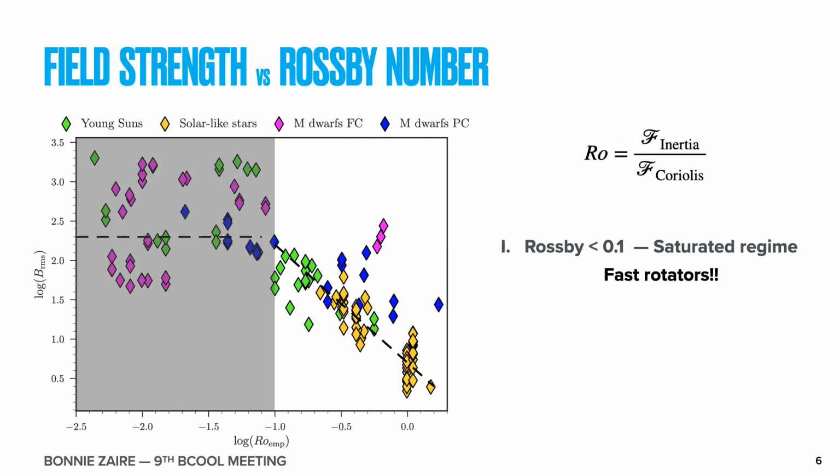As we can see, we have two regimes here. We have this saturated regime for low Rossby numbers, where we have fast rotators, and we see that the field strength does not depend strongly on the Rossby number. It's more or less constant. And we have the second regime, the unsaturated regime, where the field strength decays as the Rossby number increases. By the way, M stars are around here. So we can see the influence of rotation on the magnetic field amplification.